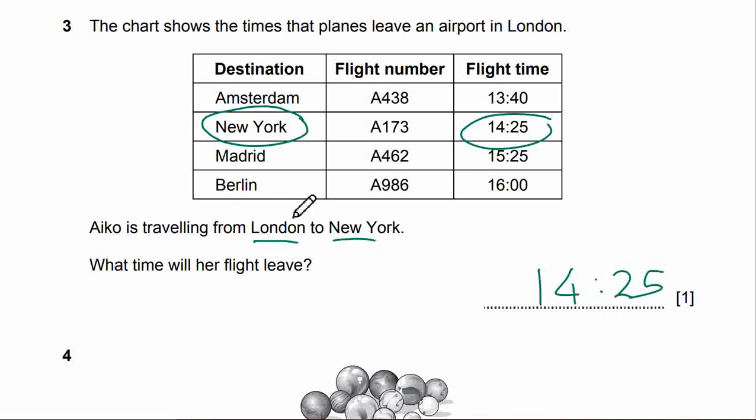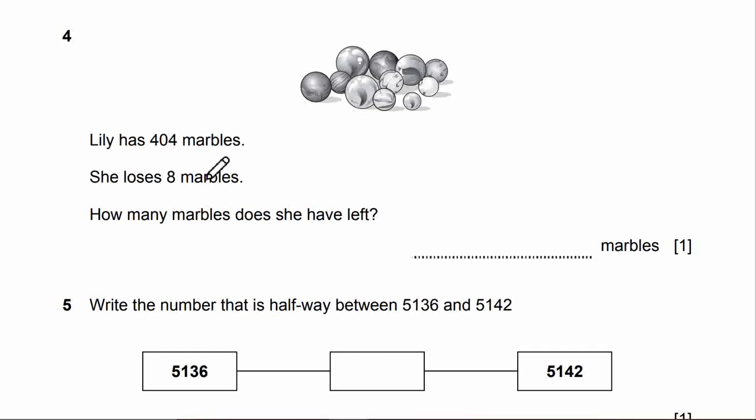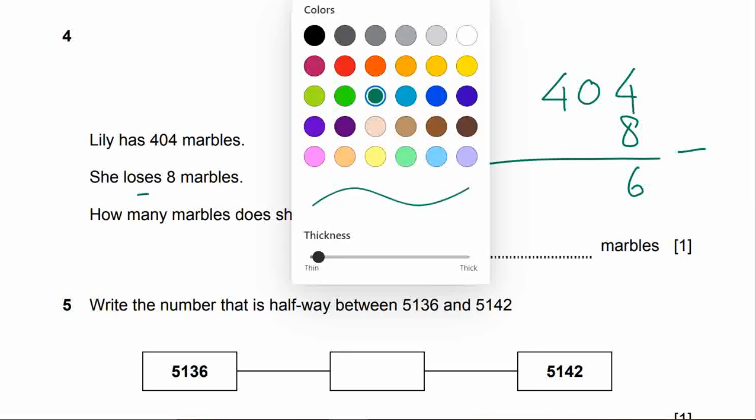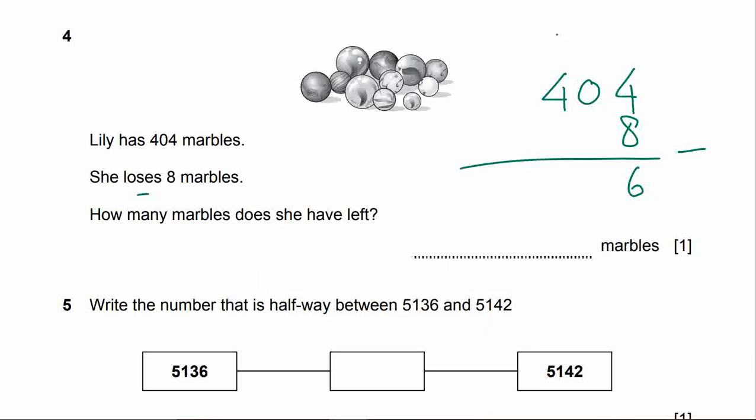So you just have to see from table. Yes, easy as that. Number 4, Lily has 404 marbles. She loses 8 marbles. How many marbles does she have left? So loses means the marble decrease. So the marble decrease, so we have to subtract. So 404 minus 8. We subtract. We borrow here. So 4 can also become 14.